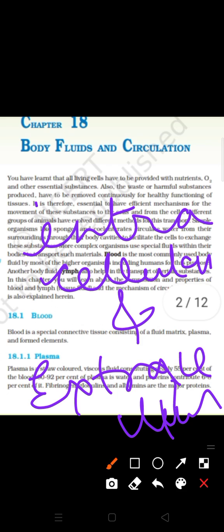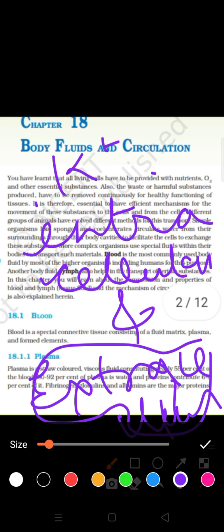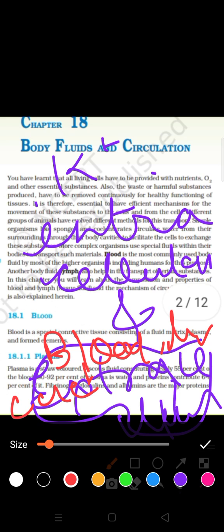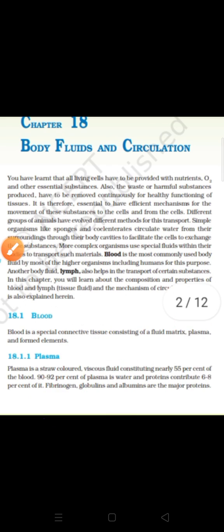Intracellular fluid contains a large amount of potassium ion, phosphate ion and proteins especially. Extracellular fluid contains our blood first, then lymph and cerebrospinal fluid, which is present in our cerebrum. Cerebrospinal fluid, etc. are extracellular fluids. So now you understand that our blood is extracellular fluid.